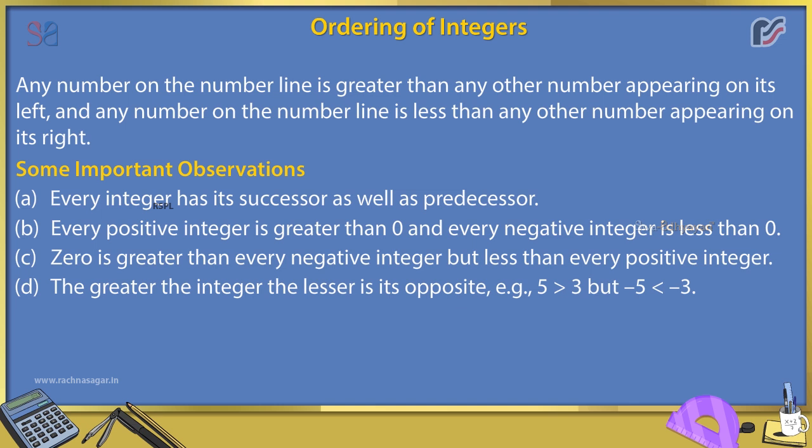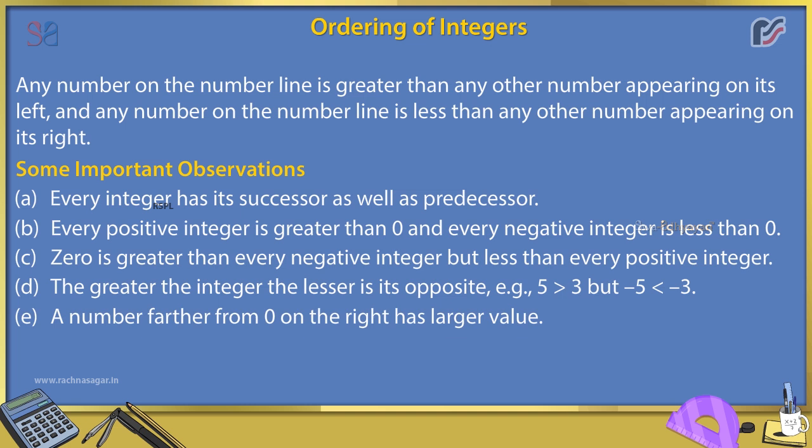D. The greater the integer, the lesser is its opposite. Example, 5 is greater than 3 but minus 5 is less than minus 3. E. A number farther from 0 on the right has larger value. F. A number farther from 0 on the left has smaller value.